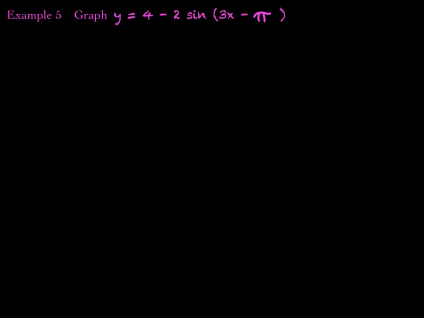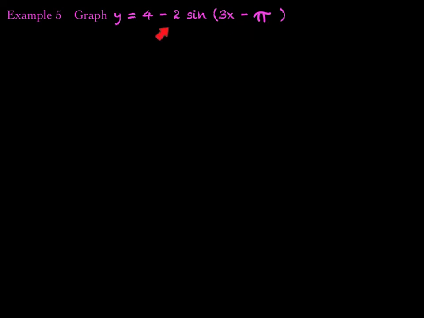All right, let's check out this last example. I have one more for you, but it's not a graphing one. Notice that this one does have a phase shift. So I'm going to set up my three-part inequality in order to find the interval over which it completes one period. There's a phase shift going on.